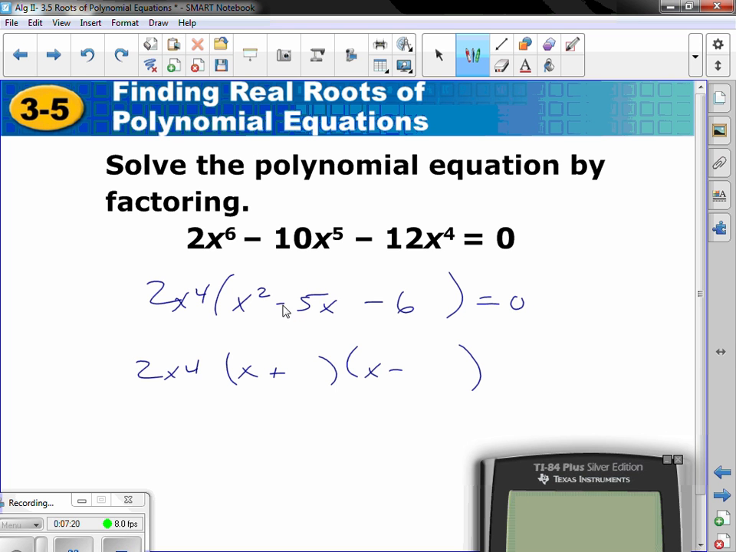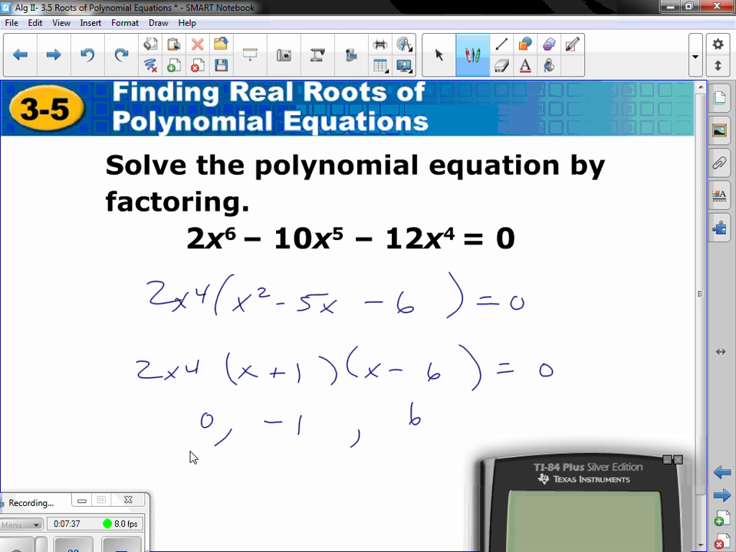So I'm going to put minus 6, 1's a positive. My zeros are 6, -1, 0. Those are your 3 zeros. It's always the opposite of what's in the parentheses.